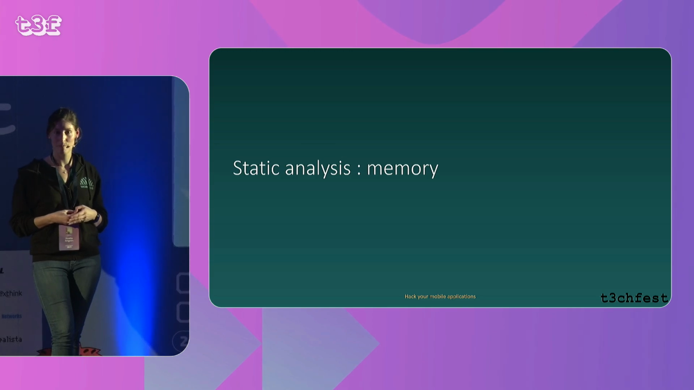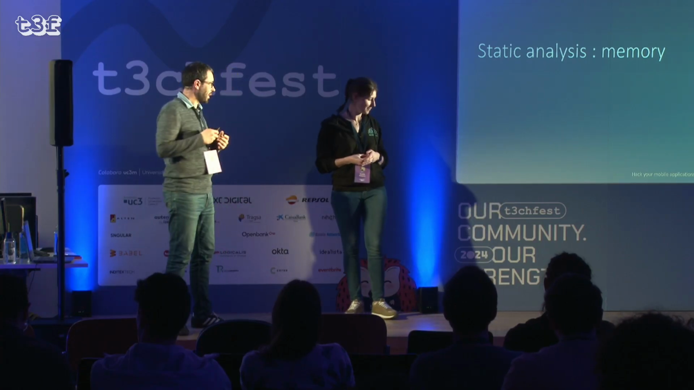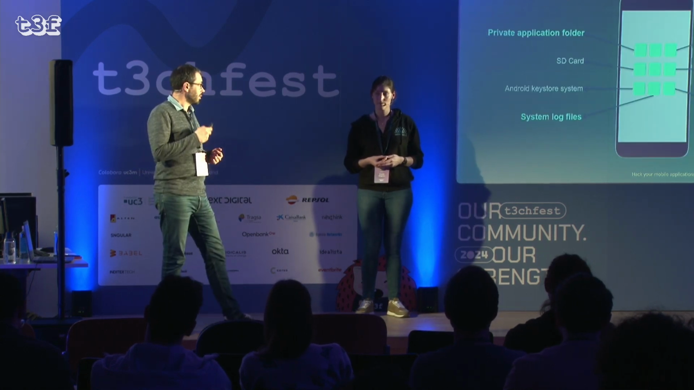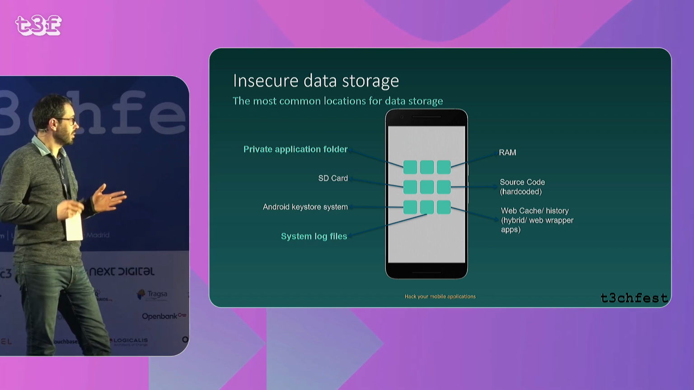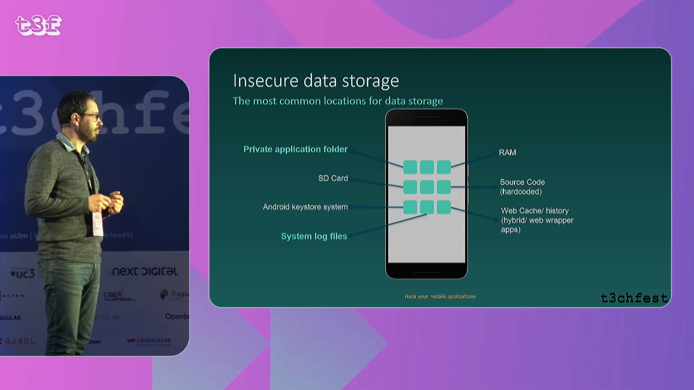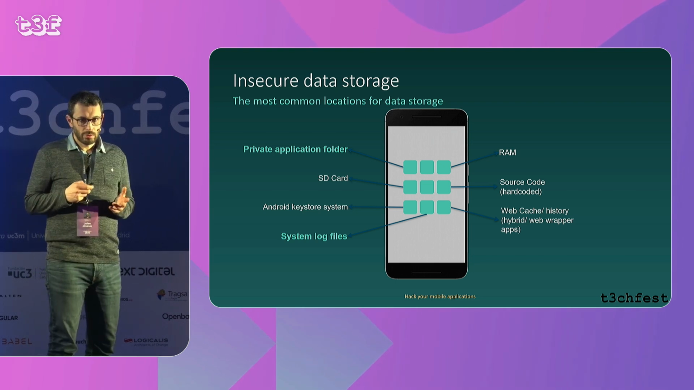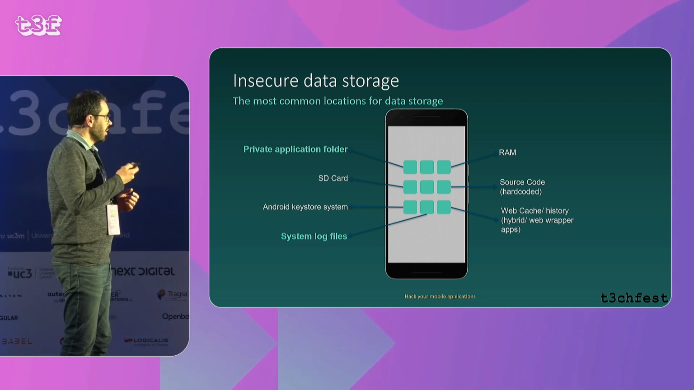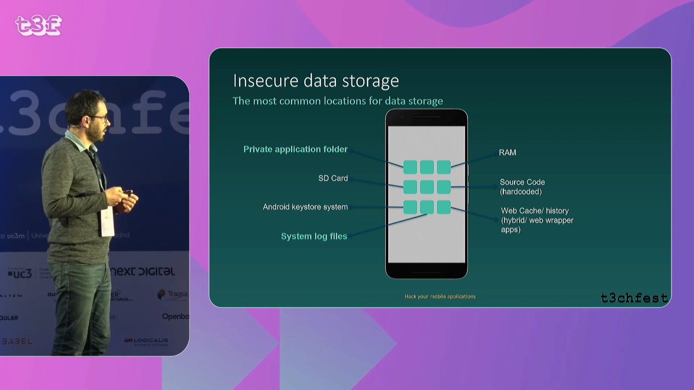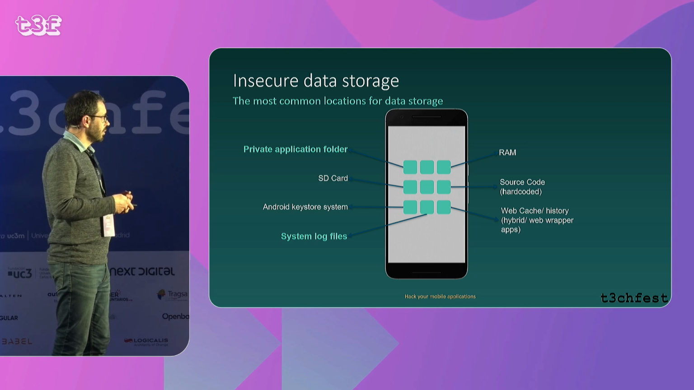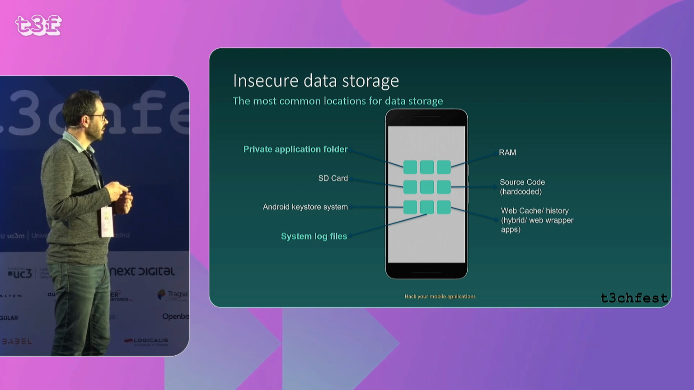Okay, so we saw how to analyze the code. Now we will see how to analyze the memory. There are different types of memory. We saw the source code. Maybe you can have some information in the source code. You have different other types. And here we will see what is in the log file and what can be found in the private application folder.